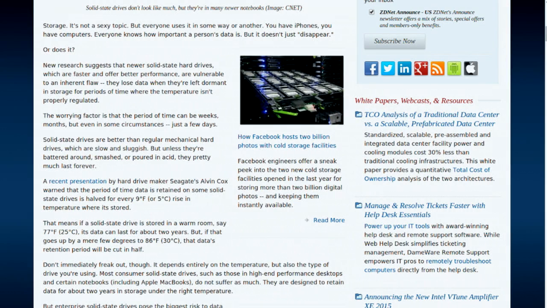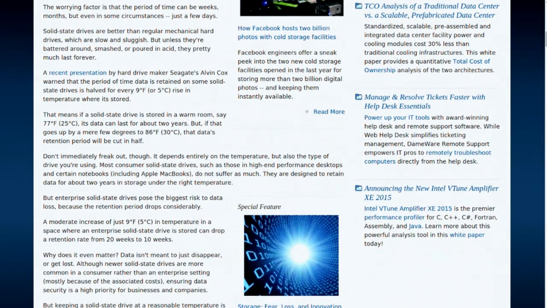A recent presentation by hard drive maker Seagate's Alvin Cox warned that the period of time data is retained on solid-state drives is halved for every 9 degrees Fahrenheit, or 5 Celsius, rise in the temperature where it's stored. That means if a solid-state drive is stored in a warm room, say 77 degrees, its data can last about 2 years. But if that goes up a mere few degrees, say to 86 like it does here in the summer, the data's retention period gets cut in half. Yeah, and I was talking to somebody that used to work at Fusion IO, and with their flash stuff, they would purposely bake it at a high temperature for about a day to simulate it having sat around for a long time. This seems like a really big deal.